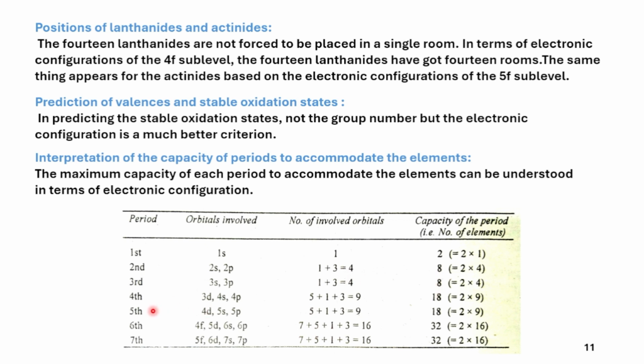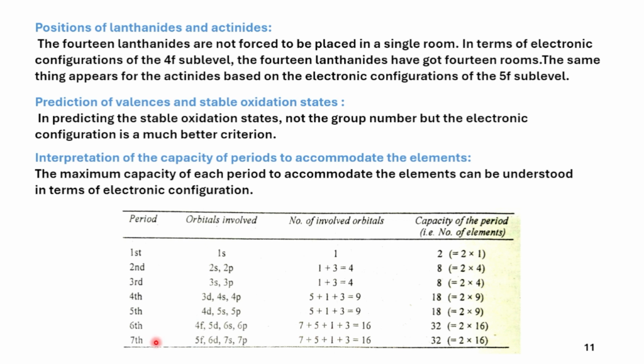If you see the fourth and fifth periods, we have d, s and p. The 3d has 5 different orbitals, which we will show in later videos. s has 1 orbital and p has 3 different orbitals. So in total 5 plus 1 plus 3, 9 orbitals are there, and in each orbital we can put 2 electrons. So 9 into 2, 18 electrons, or 18 different elements can be there in the fourth and fifth periods.